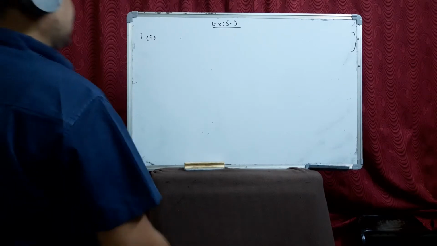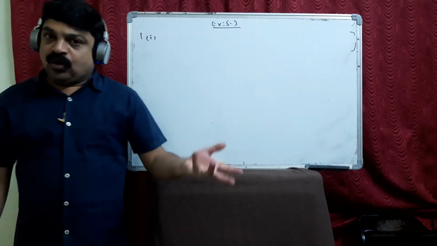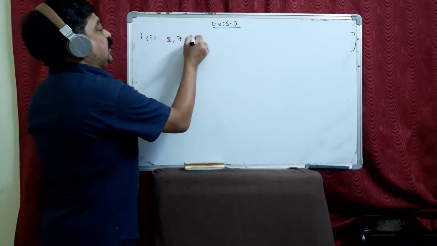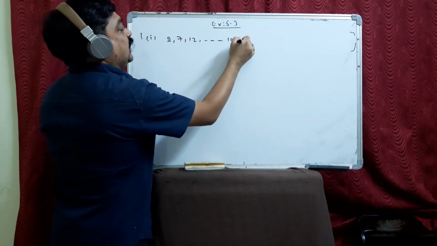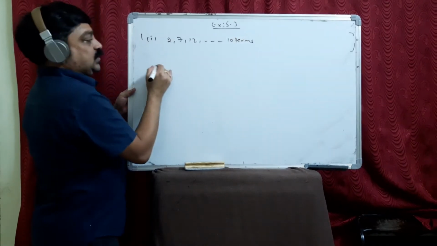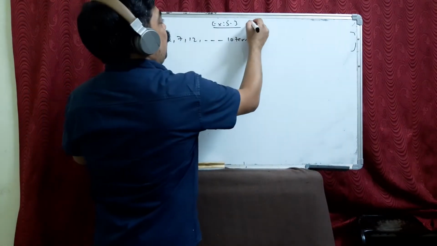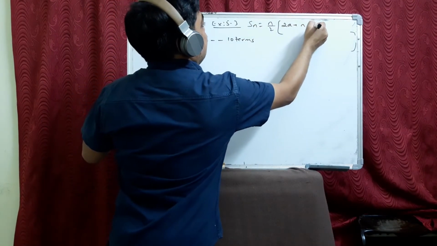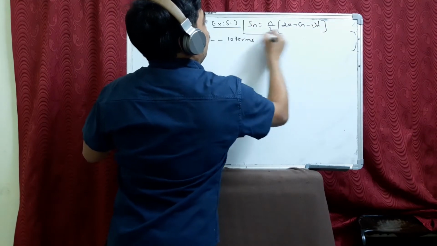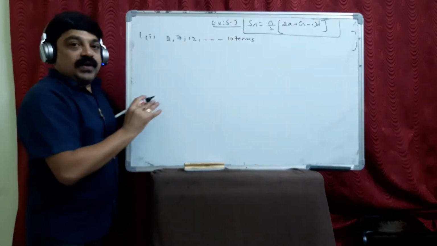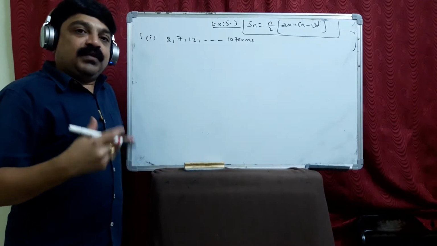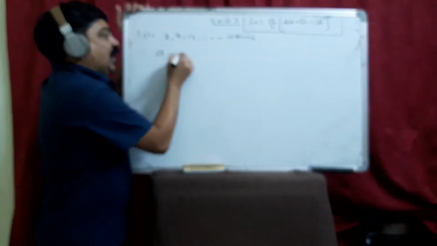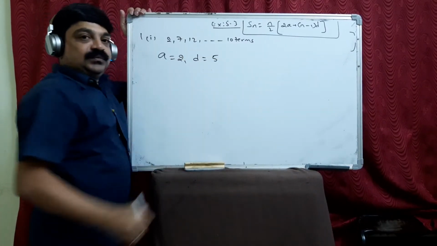Exercise 5, the first. There are 4 problems in the first. I will do all, look here carefully. The series is given like 2, 7 and 12 and so on. You are asked to find the sum to 10 terms. I write the formula here so that there is no need to write it every time: Sn equals n by 2 of 2a plus n minus 1 into d. Whenever you are doing a problem in AP, you should always start by writing the a value and d value.